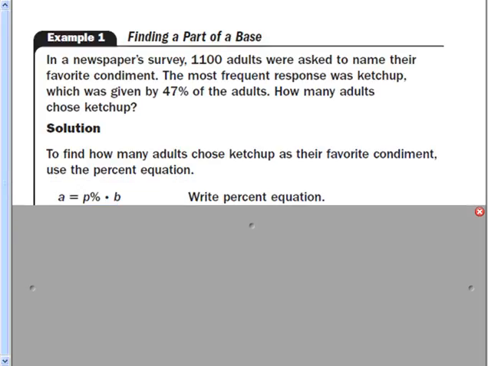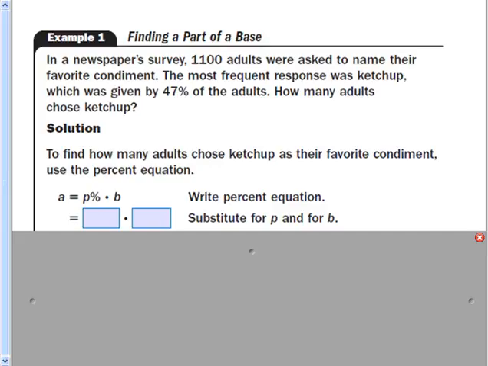So they're going to start us out by rewriting the percent equation with the variables in it. A, the part, is equal to, or is, P%, some percent of, or times, B, which will be our base or the whole. They're going to substitute some things in. P% is the percent given in the problem, which was 47%. So we're going to put that in here, 47%.